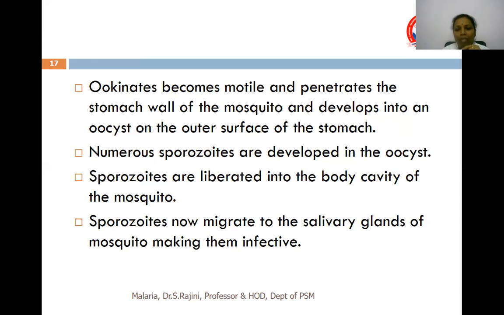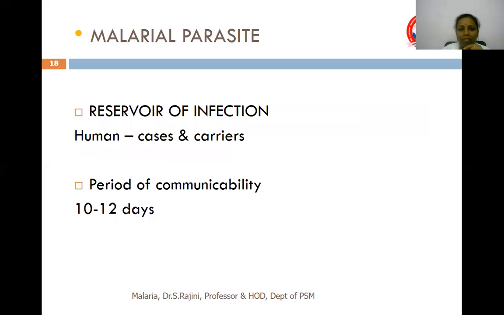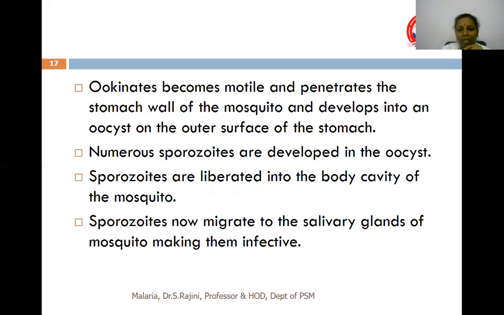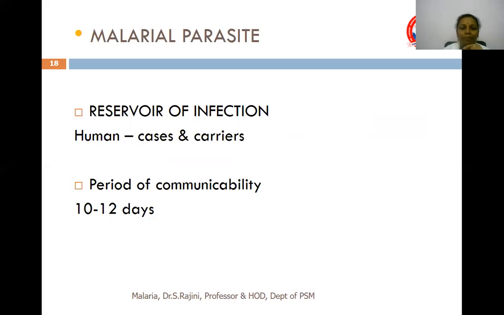The sporozoites now migrate to the salivary glands of the mosquito. So from the stomach wall, the sporozoites are liberated into the cavity and they move towards the salivary glands, and they become infective and stay there. And when the mosquito again bites a normal person, it injects these sporozoites. So again the asexual cycle takes place, and from there again if the mosquito bites another person, this cycle continues. So asexual and sexual cycle.